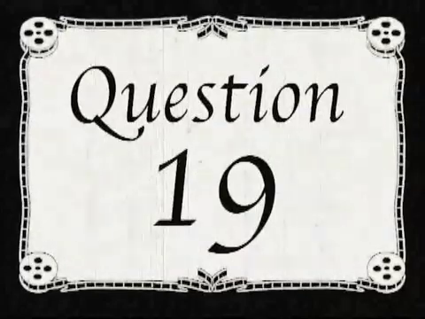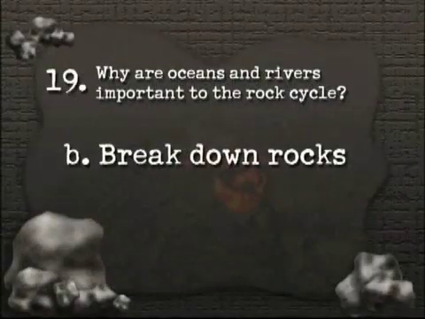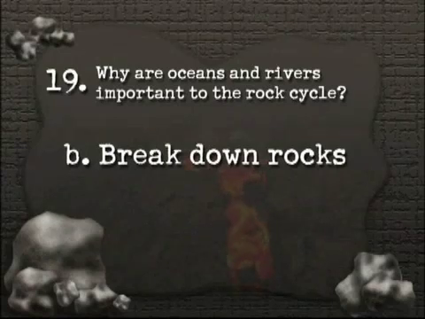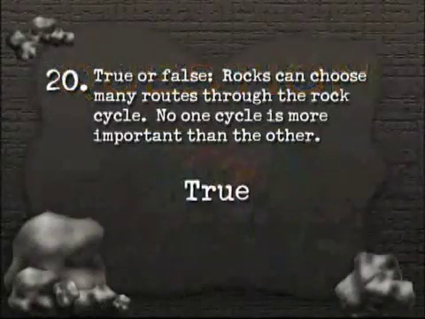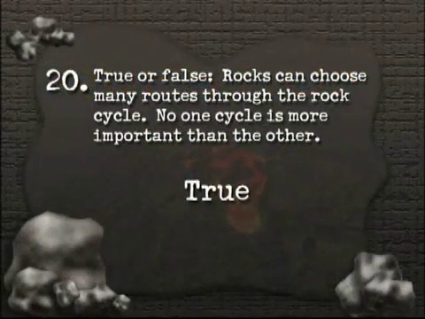Question 19. B. The oceans and rivers are important to the rock cycle because they help the rocks break down into smaller rocks. Question 20. True. Rocks can choose many routes through the rock cycle. No one cycle is more important than the other.